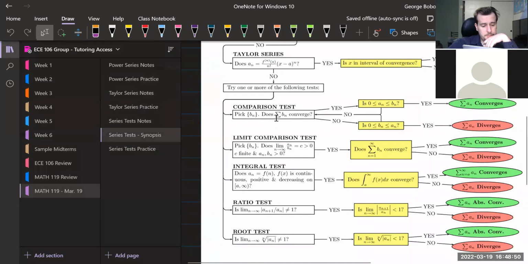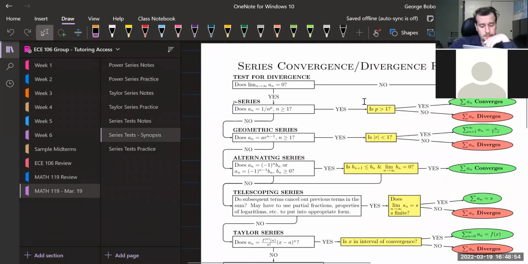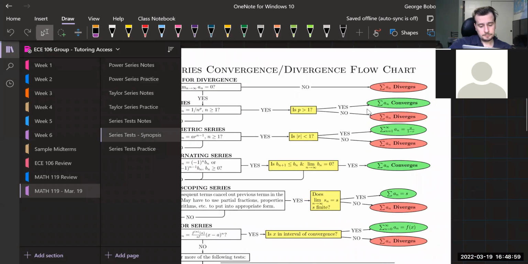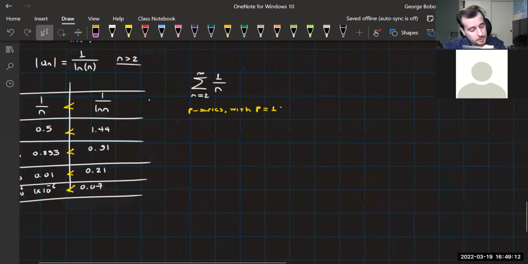If p is equal to 1 here, Kelly. If p is equal to 1, diverge. Exactly. So when we go back here, we understand p is equal to 1, therefore this diverges.